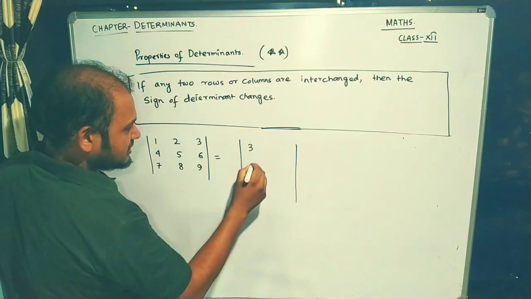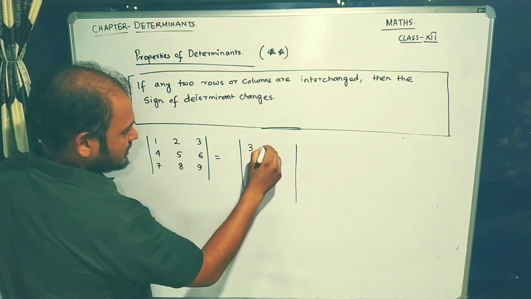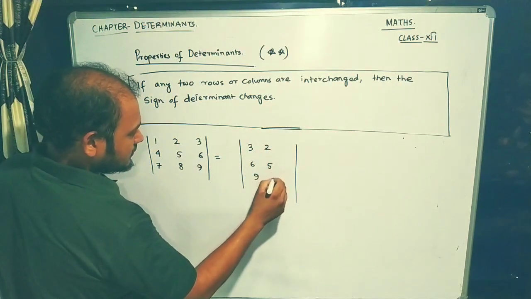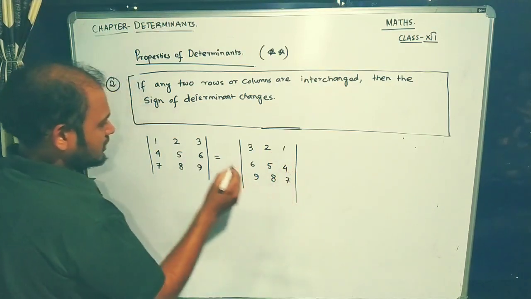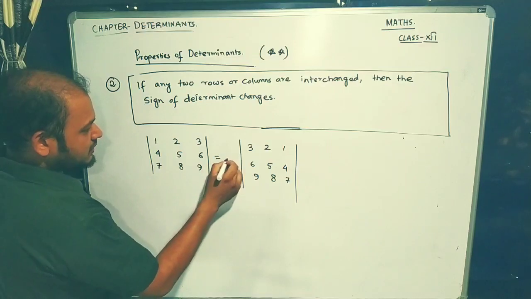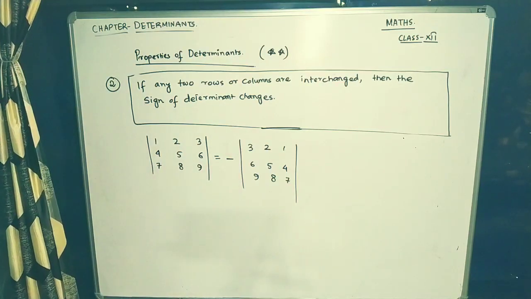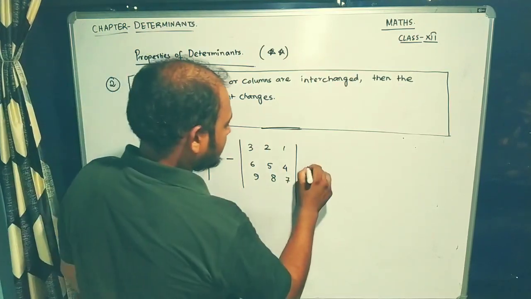Let us bring 3, 6, 9 here. Let us leave 2, 5, 8 as it is, and 1, 4, 7 comes to this position. So after this interchange, if it is plus, then it becomes minus. Okay, let's interchange it again.